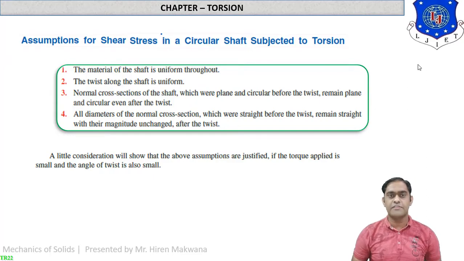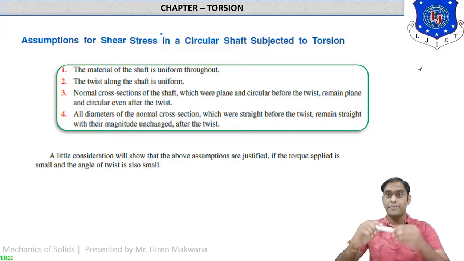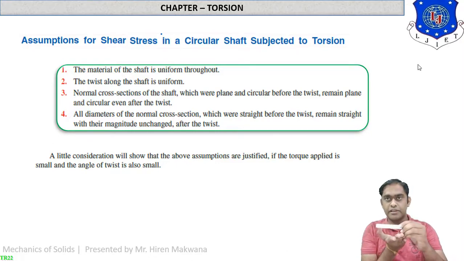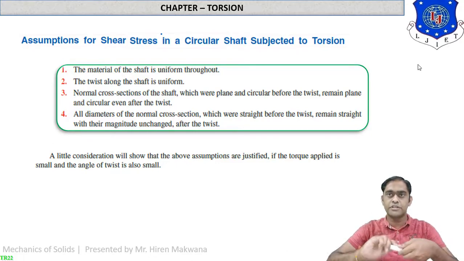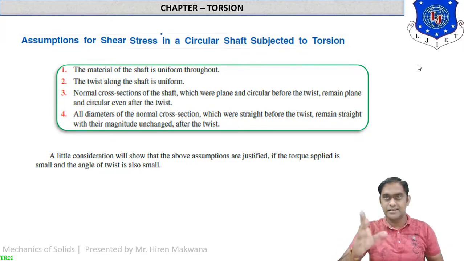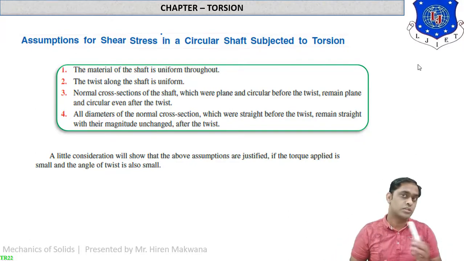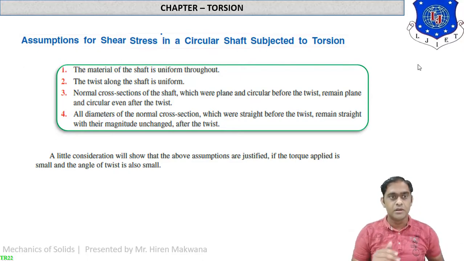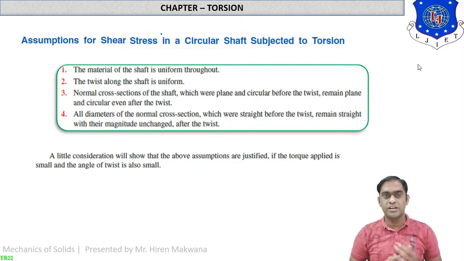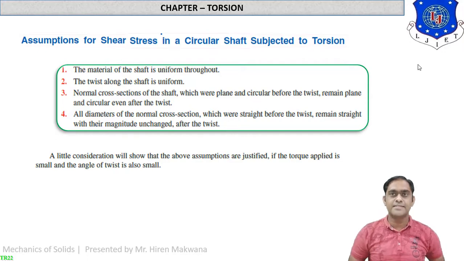Normal cross sections of the shaft, which were plane and circular before the twist, remain plane and circular even after the twist. It means the shaft is made up of layers, first layer, second layer, third layer, fourth layer, fifth layer and bottom layer. But before or after the twist, the first layer remains first and the last layer remains last. So layer changes are not acceptable. Number 4 is that all diameters of the normal cross section, which were straight before the twist, remain straight with their magnitude unchanged after the twist. In short, these four are the imaginary ideal assumptions which are required for the derivation of the theory.